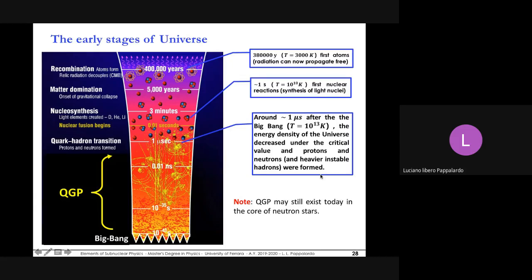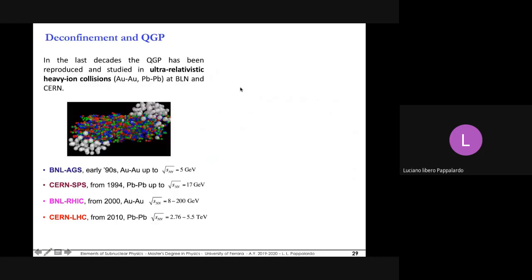Okay, what about now the experimental search for quark-gluon plasma at accelerators? Okay, so in the last decades, the quark-gluon plasma has been reproduced and studied in ultra-relativistic heavy ion collisions. So it is not anymore a collision between protons or electrons, but we are now colliding gold nuclei or lead nuclei, okay, at high energy, so ultra-relativistic. And this has been done mainly at the Brookhaven National Lab in New York and at CERN, okay.